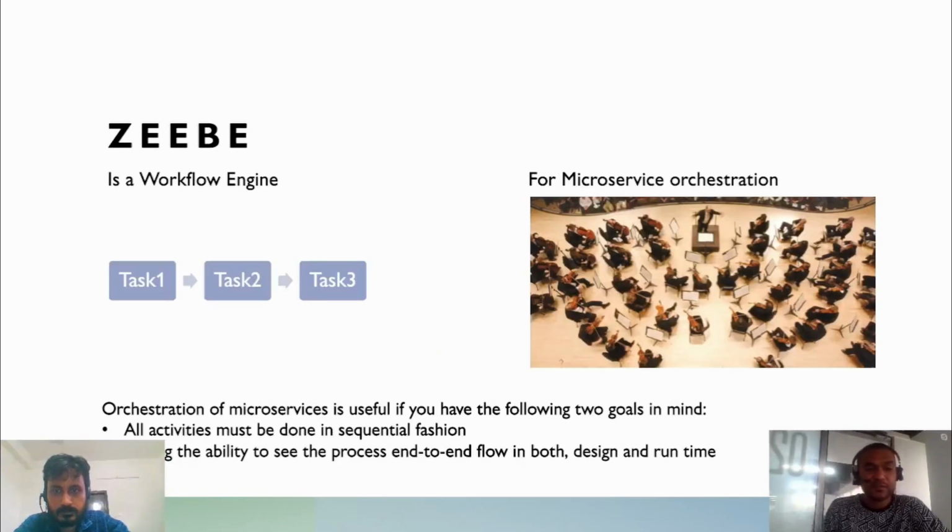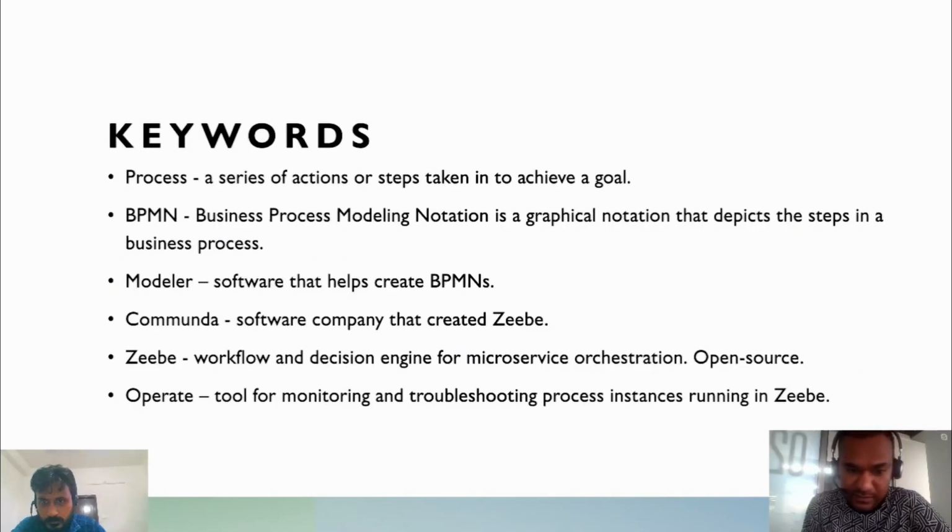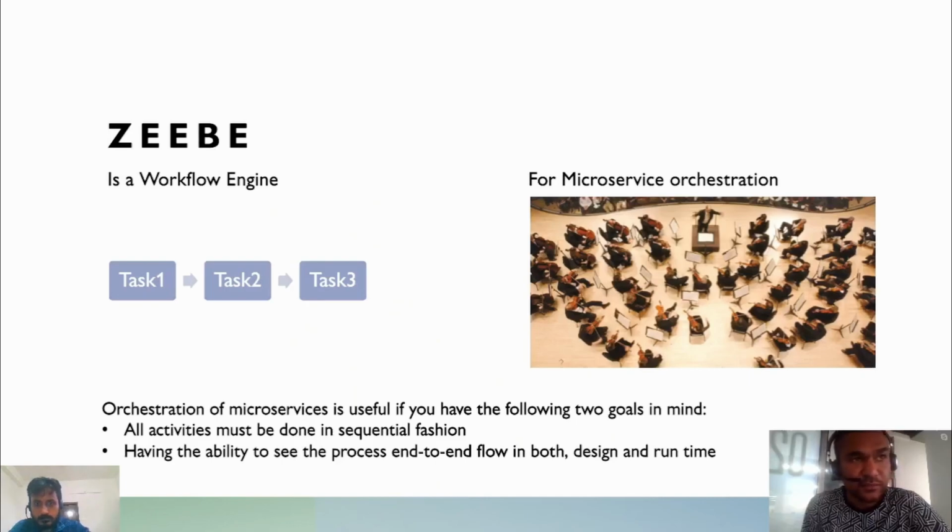So let's talk about Zeebe. Zeebe, by definition, is a workflow engine used for microservice orchestration. So two important terms here: workflow engine and microservice orchestration. A workflow is a series of steps taken to achieve a goal. A workflow engine is a software application that manages a workflow for a business process. It manages what activities should take place after the completion of other activities. And what we are trying to achieve is microservice orchestration.